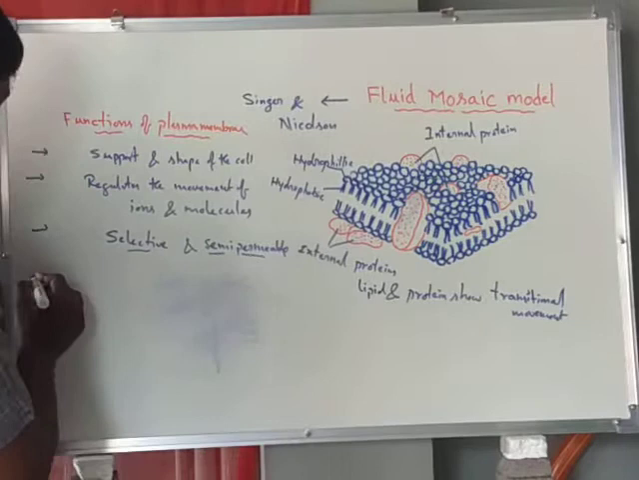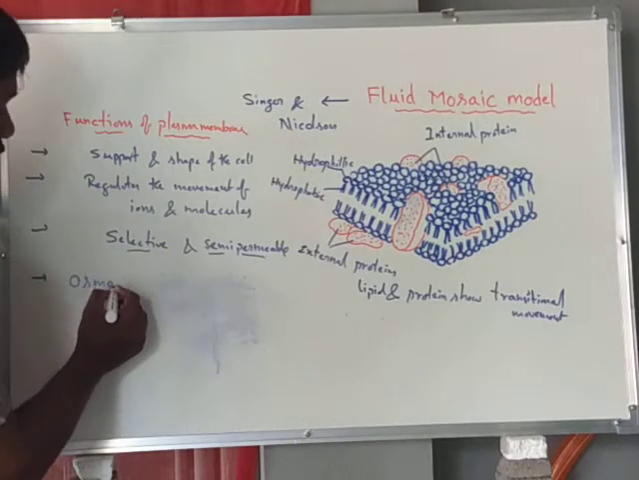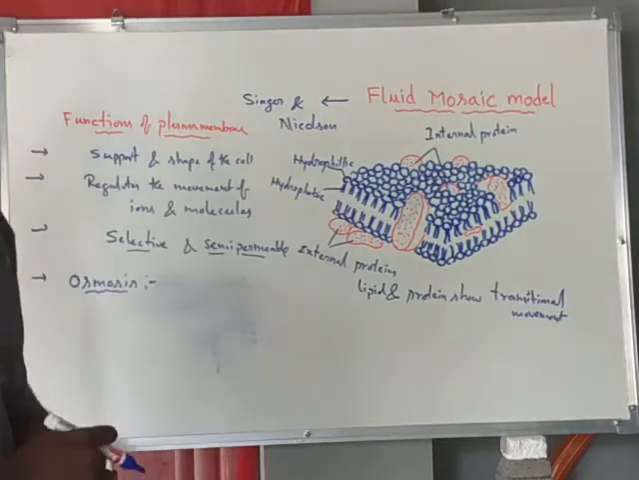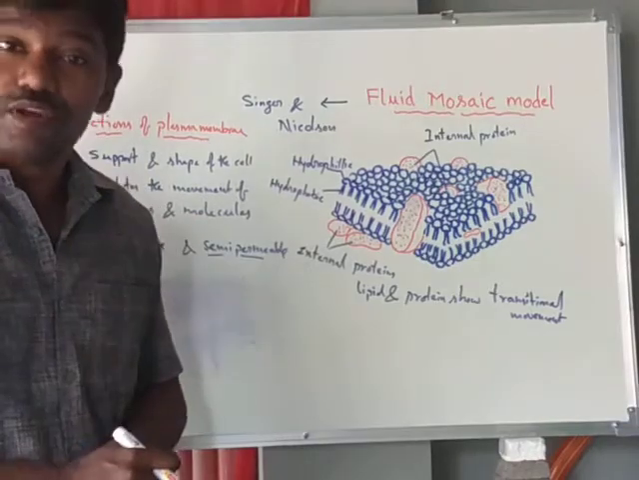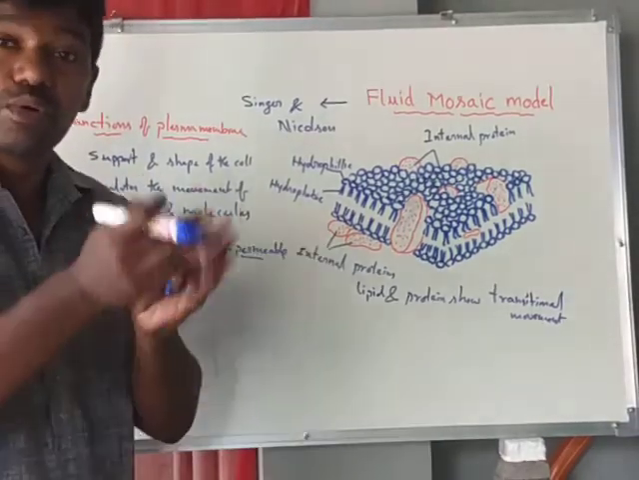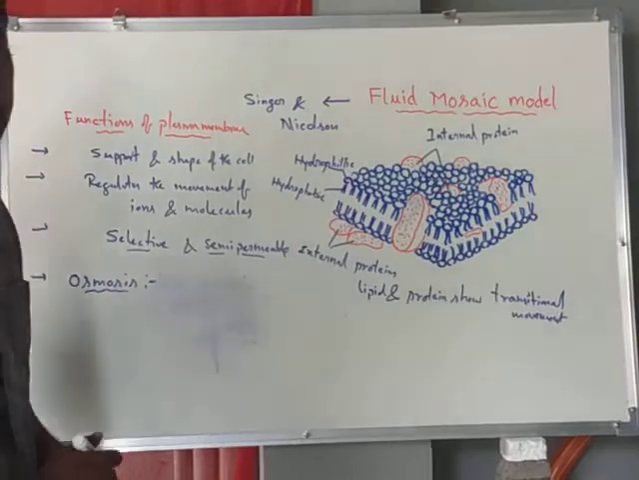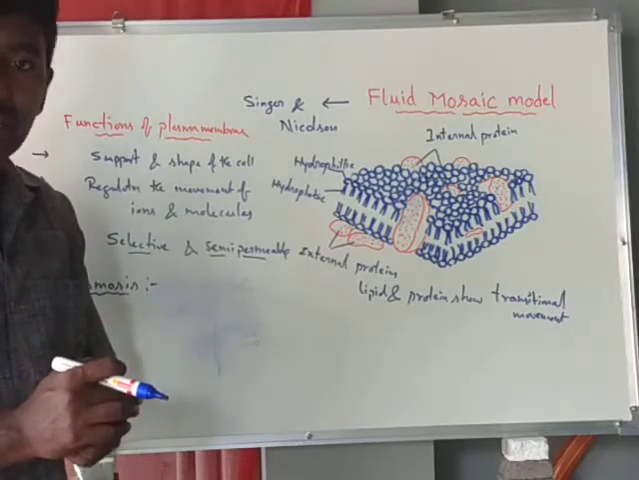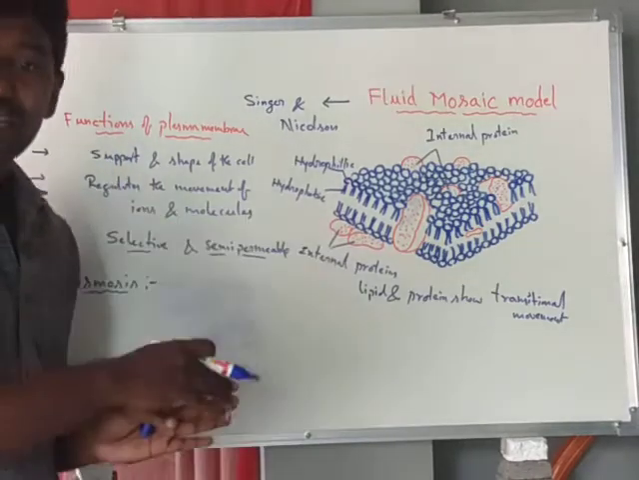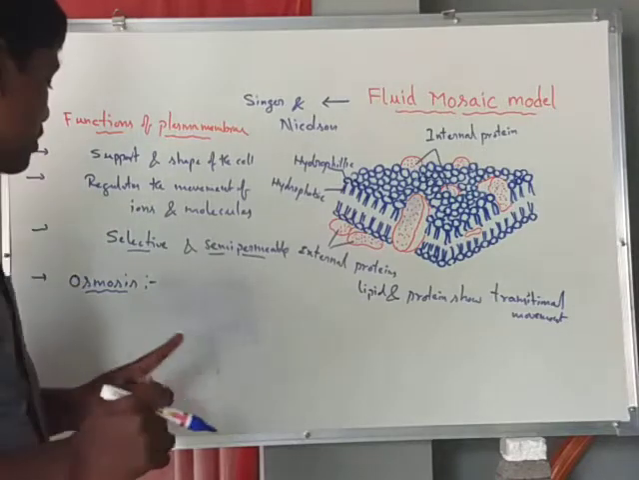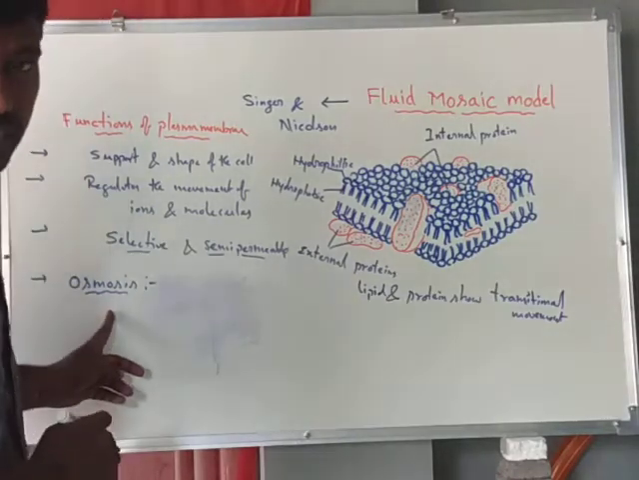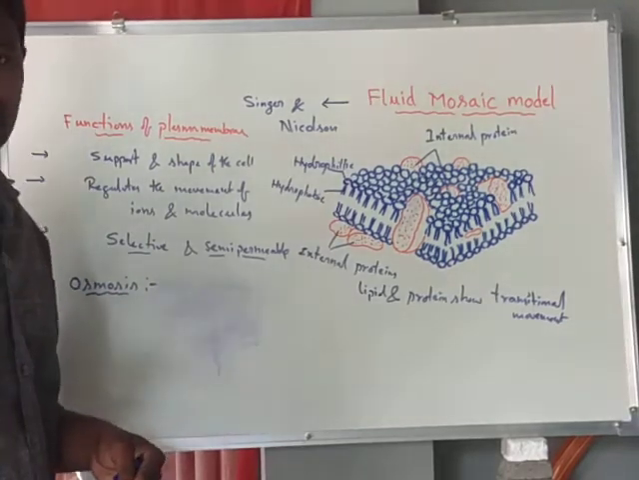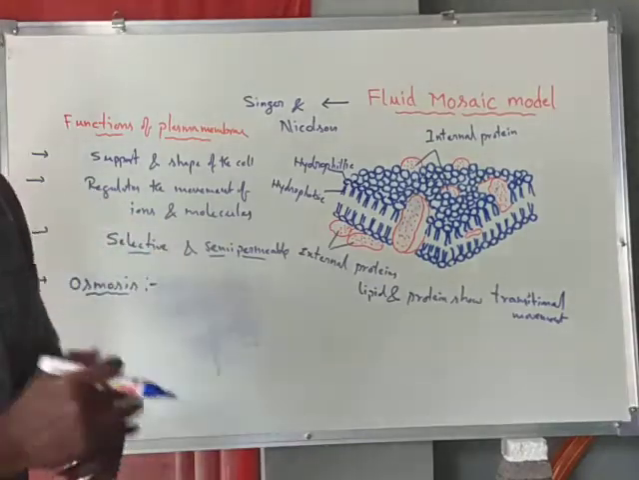So that is called osmosis. What is osmosis? Osmosis means the transport of molecules across the plasma membrane from lower concentration to higher concentration. That is called osmosis. That means generally water and other solvents move from lower concentration to higher concentration.